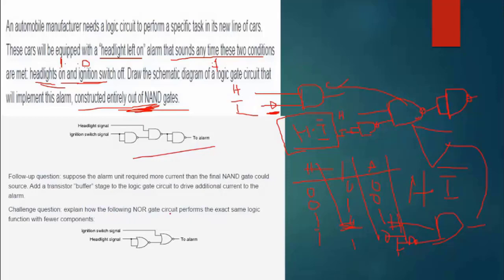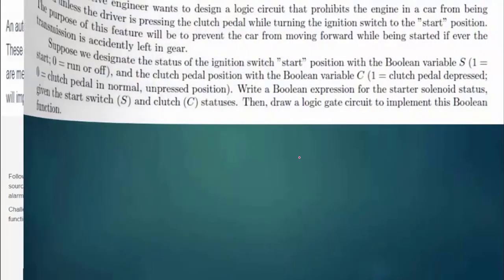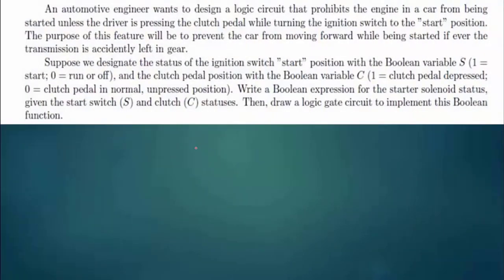Explain how the following NOR gate circuit performs exactly the same logic function with fewer components. So it's kama vile tulivyokuwa tuna simplify, ni kama simplify the circuit. Kwa utachora truth table, sawa, utai simplify question yetu kama hivyo. But my important part ni huku, wengine sio kwa muhimu sana, ni jinsi ya kuelewa, jinsi ya kufanya hivyo hapo. So you can also solve these questions.